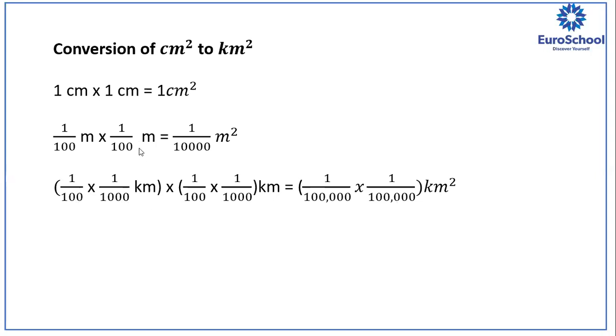Now, 1 upon 100 meter, again we are multiplying because we need 1 upon 1 meter square. We are finding the value of meter.